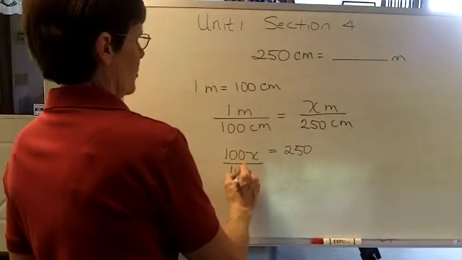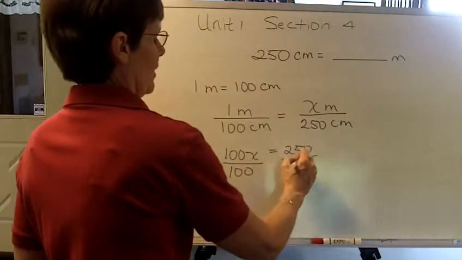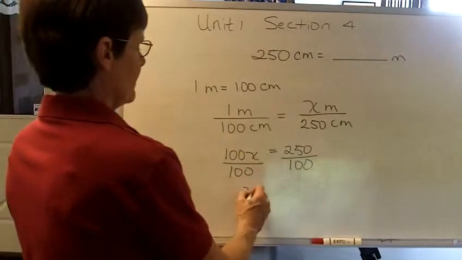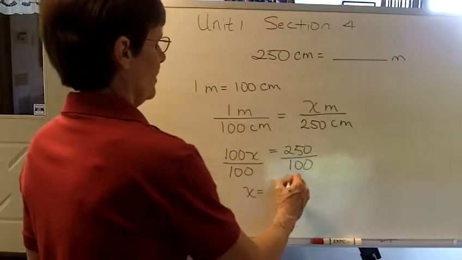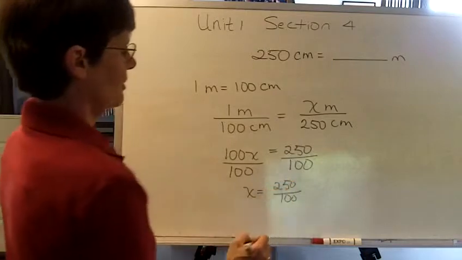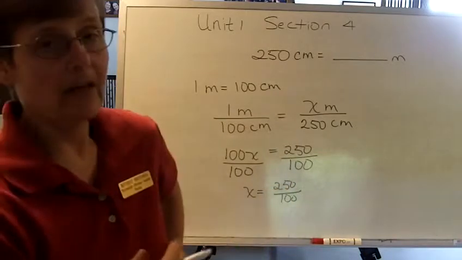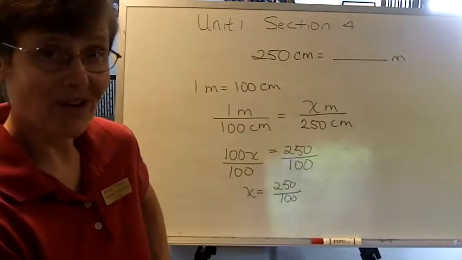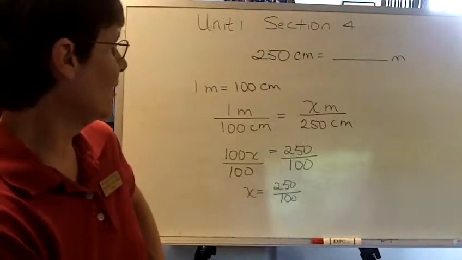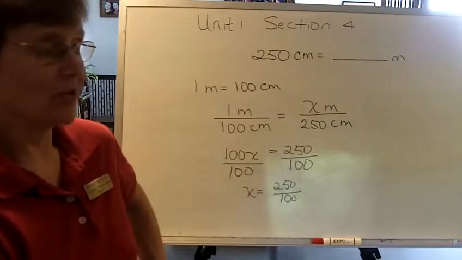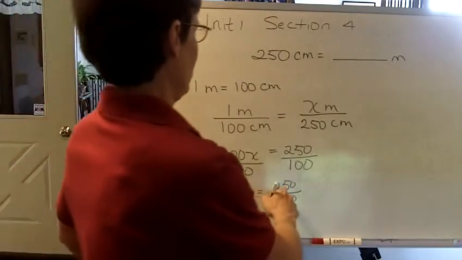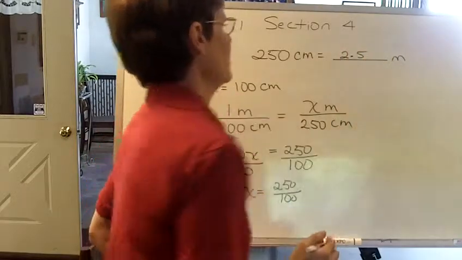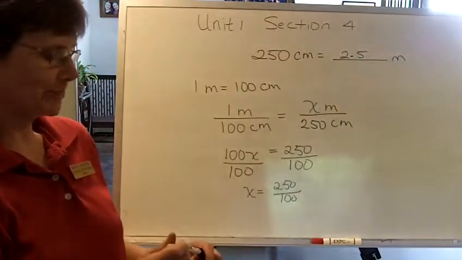And to solve, we're going to use some algebra and divide both sides by 100. So now I know that in order to find x, I have to take 250 and divide it by 100. I can do that in my head by moving the decimal point 2 places to the left, which you may have already figured out without all this ratio business. Or you can put it on the calculator if you just want to check yourself. So 250 divided by 100 is 2.5 meters. So we have an answer.